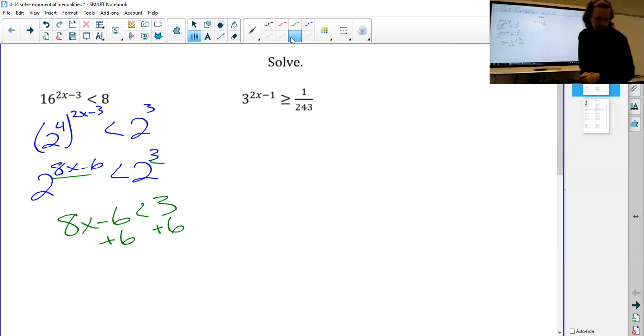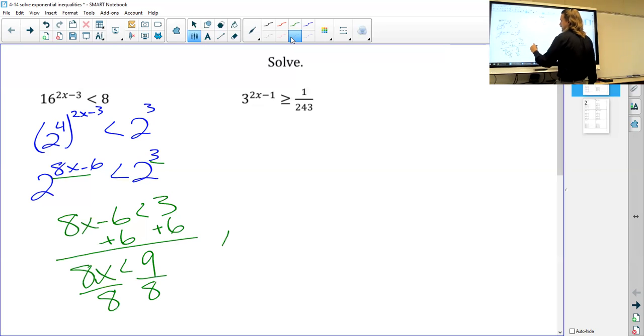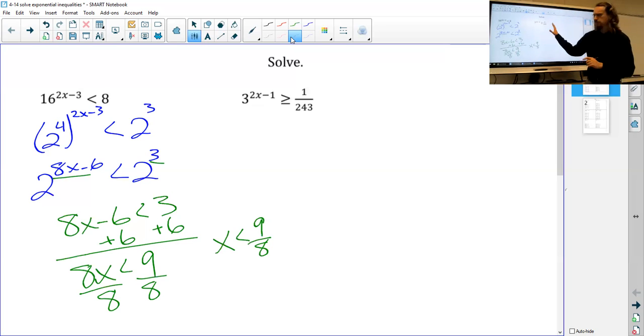Is this really 8/9? Did I do this wrong? Oh no, because 16 and 8, those are weird numbers. Okay, I'm going to stick with this. I hope it's right. So 8x is less than 9. Divide by 8, and we get x is less than 9/8, which I hope is correct. I may have done some math wrong. That's a kind of awful fraction.